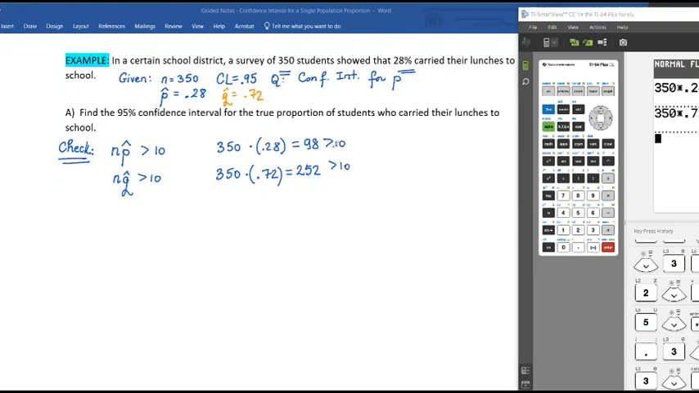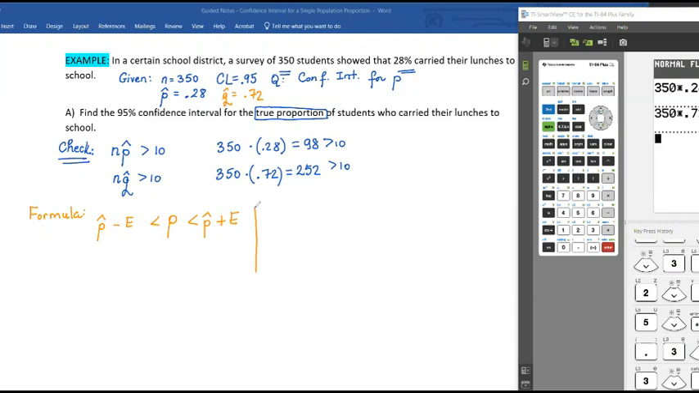We can go ahead and try to construct a confidence interval for the true proportion of students who carry their lunches to school. This is what we're gonna do. Start with writing down the formula. So let's first do this using the formula, and then we will check with a calculator. P is between p hat minus e and p hat plus e.